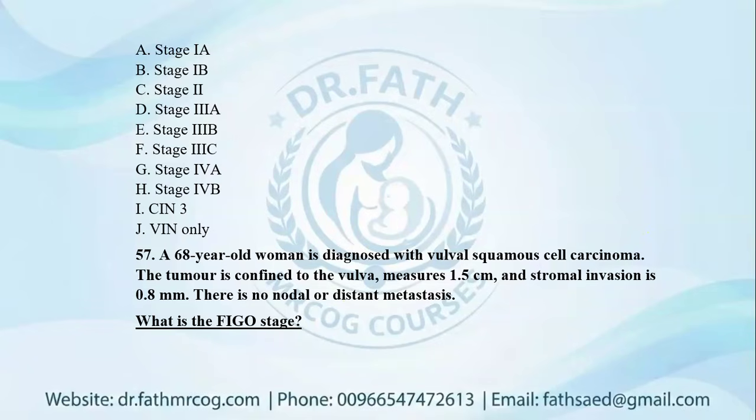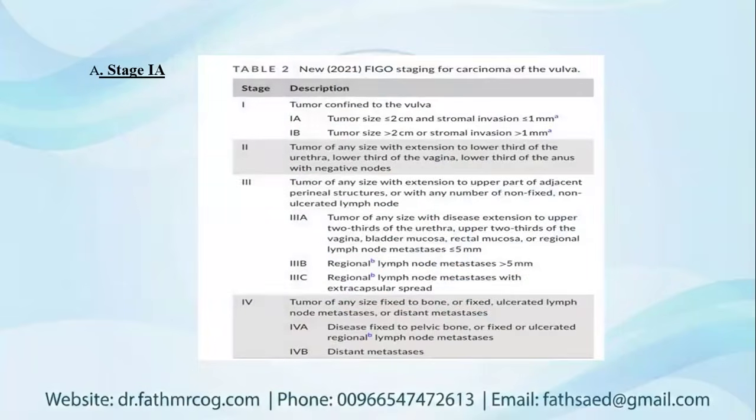Vulval cancer, we mentioned, will come with PA questions. They will tell you the stromal invasion is 0.8. Which stage? It's 1A, because it is less than 1 and less than 2. This is one of the easy stagings for vulval cancer. Keep this one for you, you will treat.